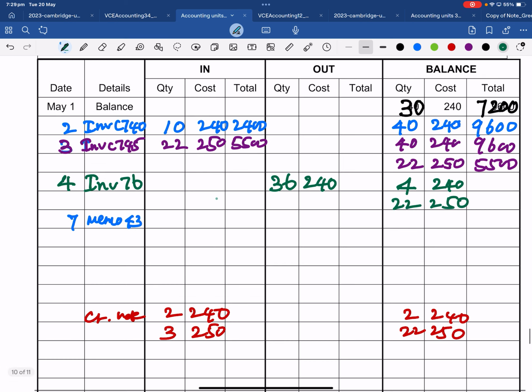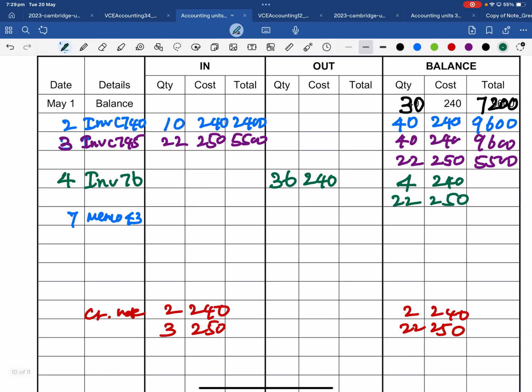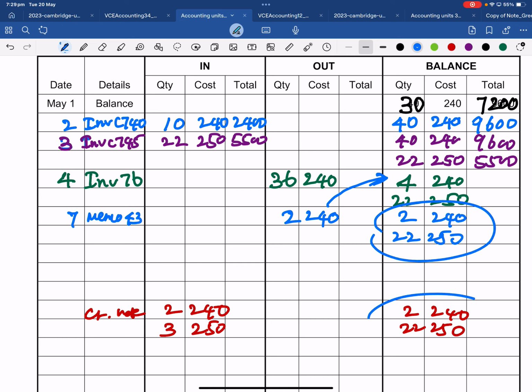What's the memo? That the owner takes 2 items home, which is 2 at 240 going. Why? We assume the first inventory that is going to leave our business according to FIFO. Then what would we have in the balance? 2 at 240 and 22 at 250. Then see, is it the same thing? It's the same thing. Now you can understand why we reverse the FIFO for the sales returns, right? Exactly for this purpose. Is it clear?